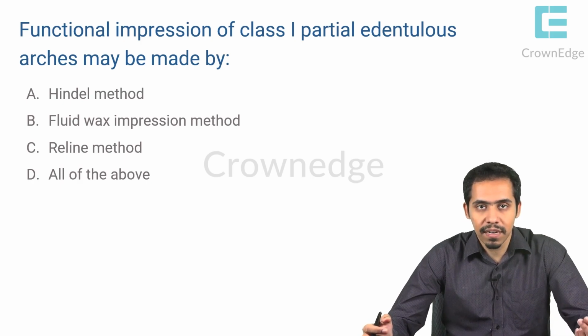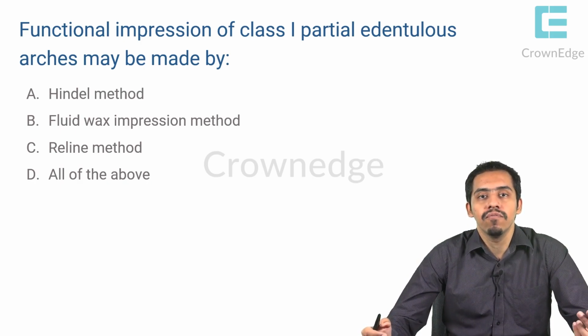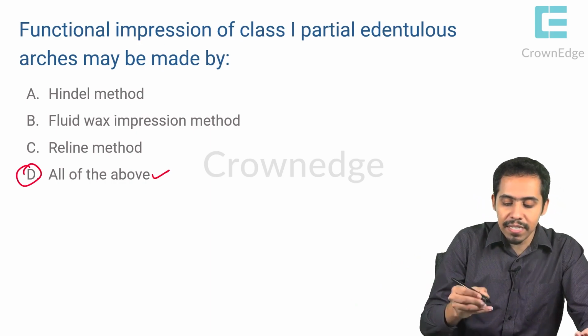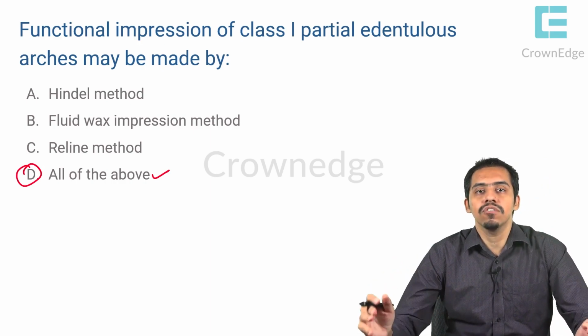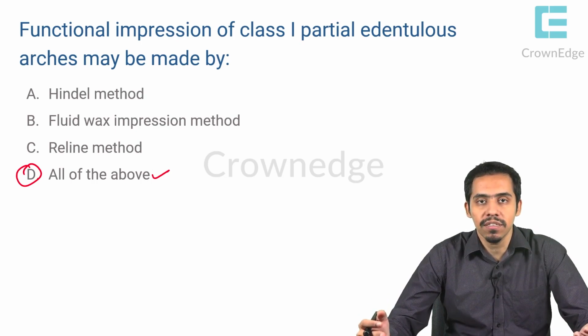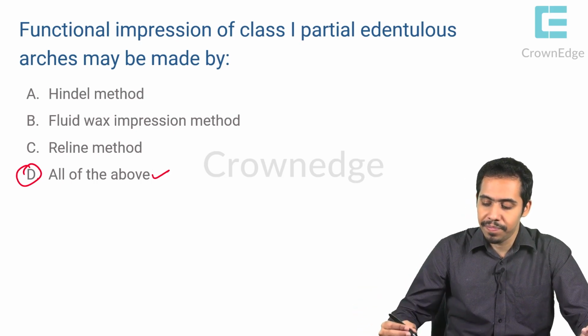So like we just discussed earlier, all these 3 techniques along with MacLean's technique can be employed for recording impressions in a class 1 edentulous situation. I'll be dealing with these techniques in a bit. What you have to understand is all 4 techniques that we discussed in case of physiological impressions can be employed to obtain an impression of a class 1 edentulous arch.